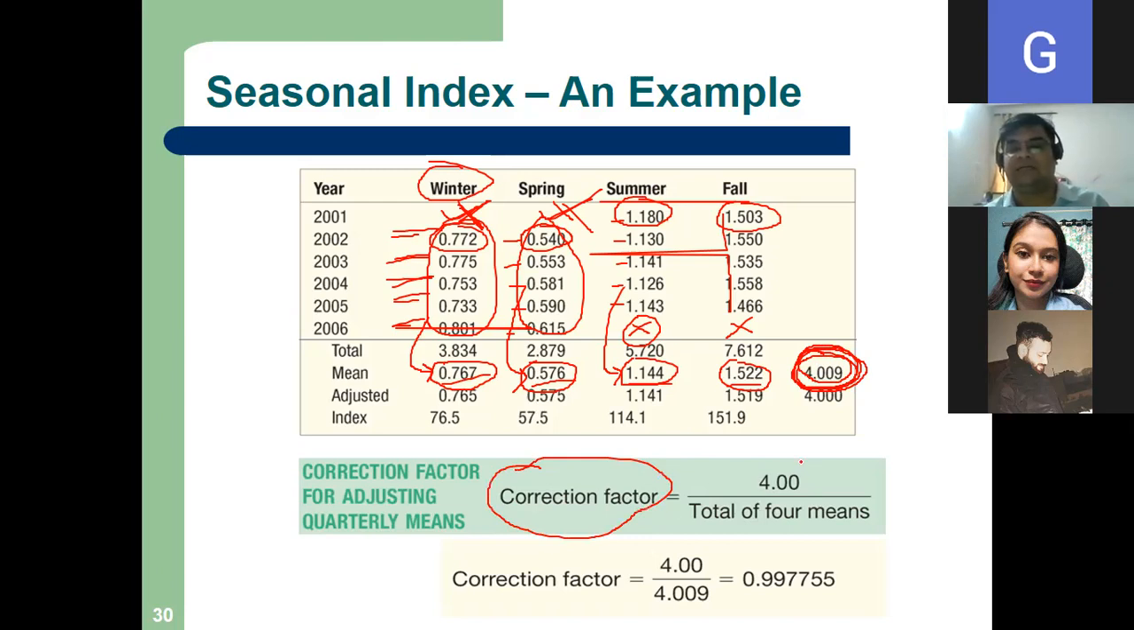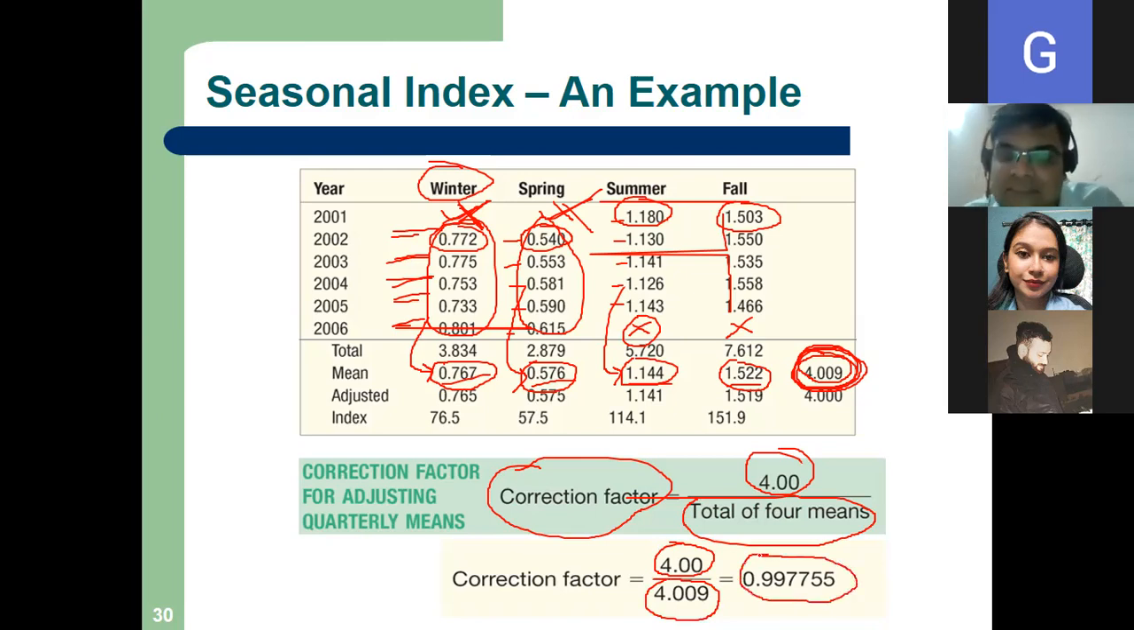What is the correction factor? 4 divided by the summation of the 4 means that we got, 4.009. So our correction factor is 0.997754. If we multiply this with our mean, we get the adjusted mean, and the sum of which will be ideally 4. Is this clear or not?